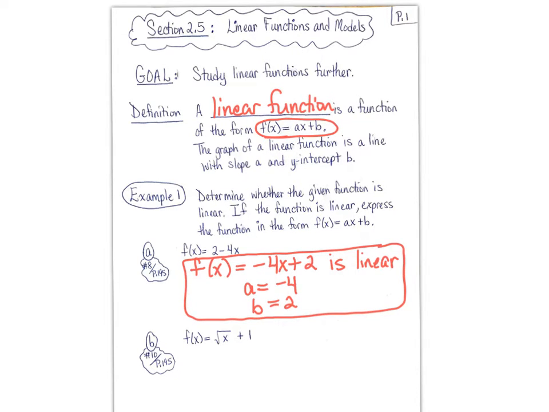Part B. F of x is equal to the square root of x plus 1. Is this linear? No, it's not linear. Very good, because the exponent on x is not 1. What is the exponent on x here? 1/2. Very good. So this is not linear. Okay? Very good. So you'll see problems in your homework set that are just like this.